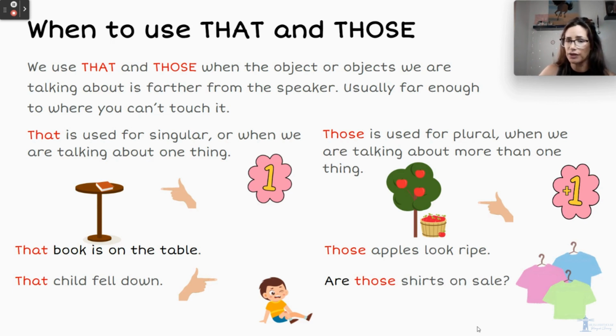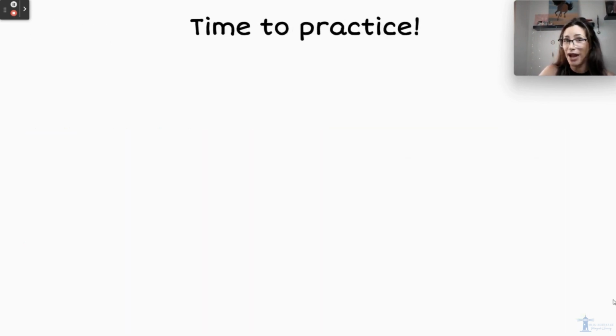Are those shirts on sale? And those, well, you have 3 shirts. If you had 1 shirt, you could say, is this shirt on sale if you were holding it? Or is that shirt on sale if you were not holding it? Now it's time to practice.